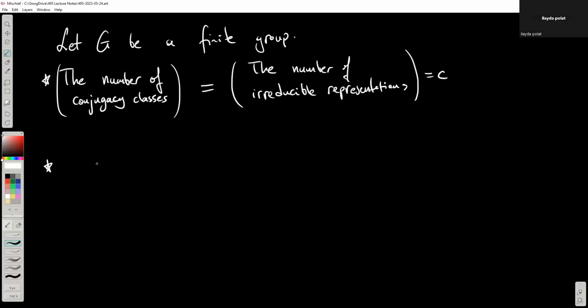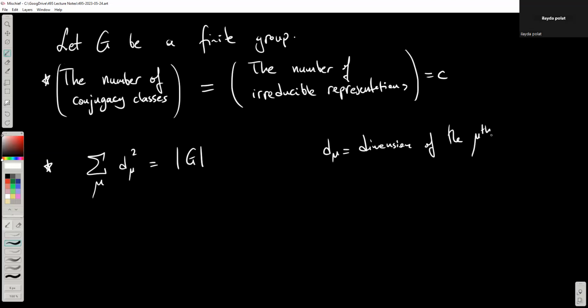So the relationship is that the sum of the dimensions of these irreducible representations is equal to the order of the group. Okay, so d mu is the dimension of the mu-th irreducible representation, mu irrep. Okay. And G is the order of the group. So that's the next thing that we use.